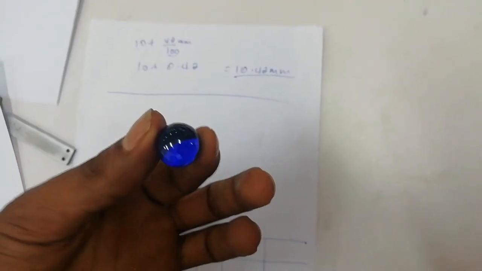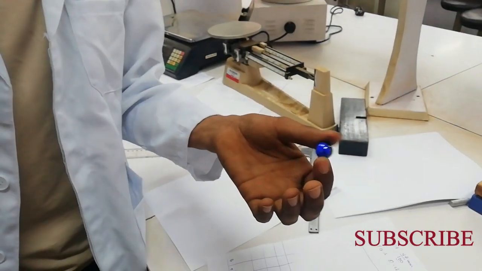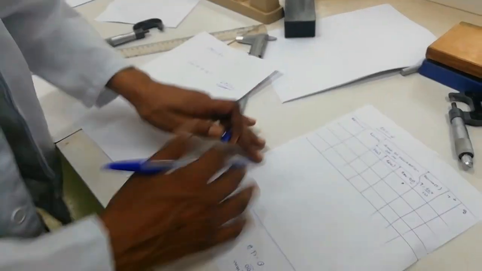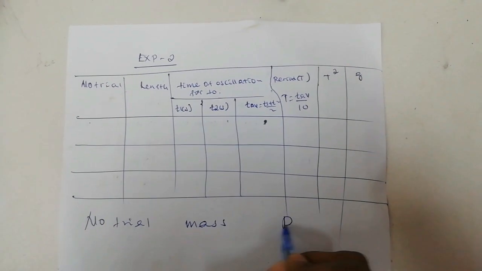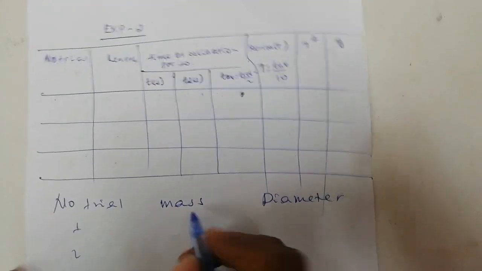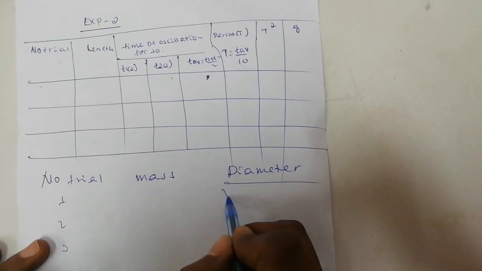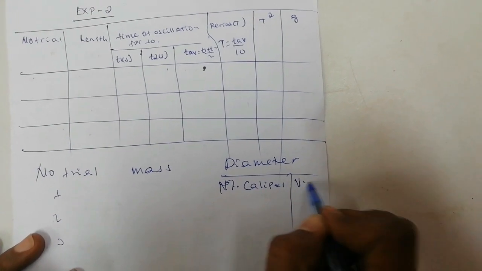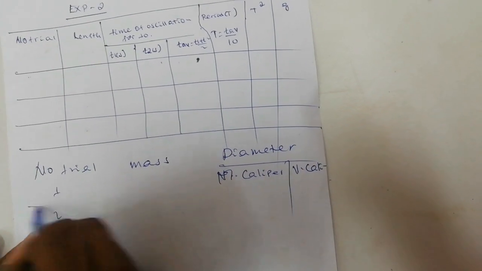For spherical shapes, for example, if you have materials like these spherical shapes, we can find only the diameter, using the vernier scale. The table has number of trial 1, 2, 3, the mass, and then the diameter, using the micro-caliper and the vernier caliper. Let us practice using this.